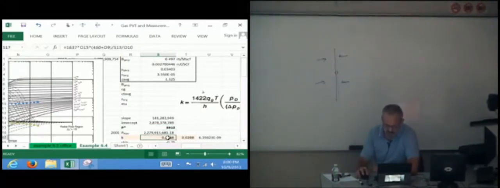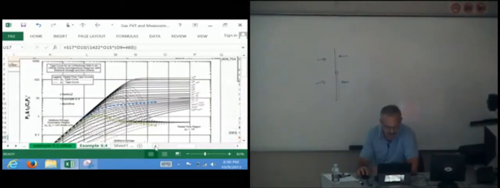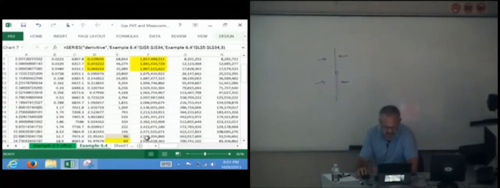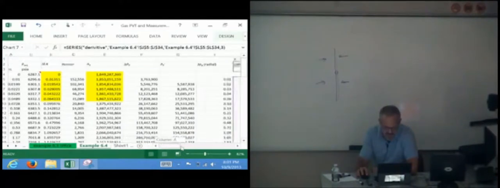Because I changed my perm, I changed that match point, and I think it looks pretty good. I could move my time over a little bit, but it doesn't look too bad. I may not want to use all that data on my Horner straight line. It looks like my derivative tails away. And I do have my derivative data right, don't I?